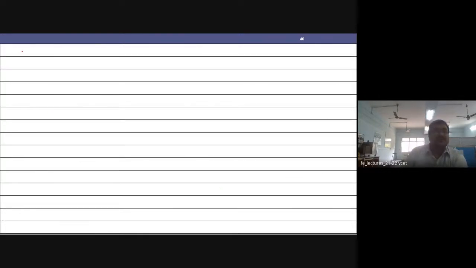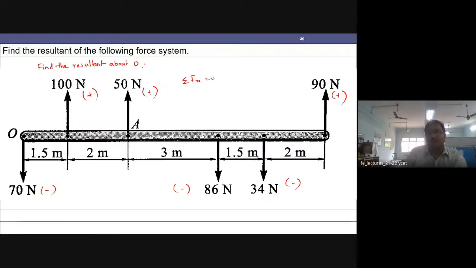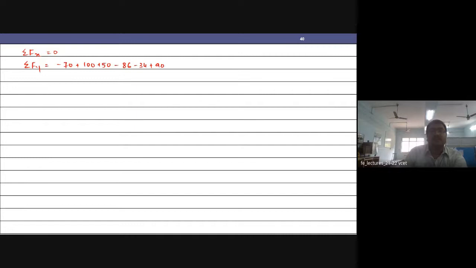So let me write that out. Sigma Fx equals 0, sigma Fy equals minus 70 plus 100 plus 50 minus 86 minus 34 plus 90. The total sigma Fy comes to 50, and the units are in Newton. So 50 Newton.